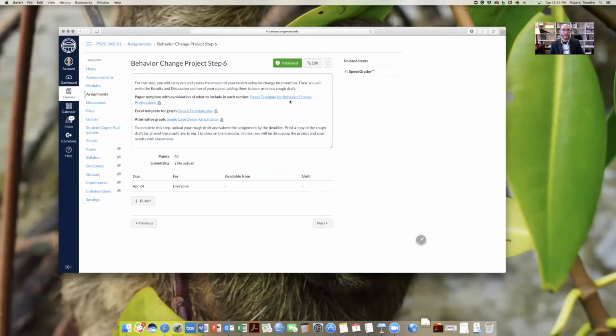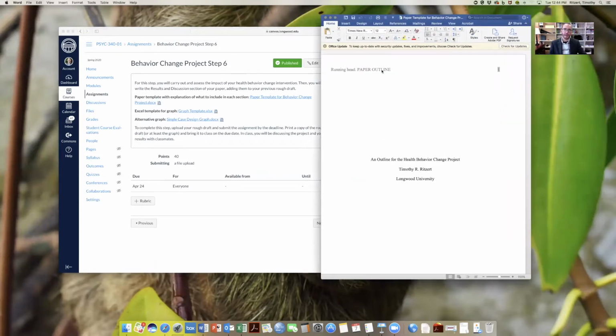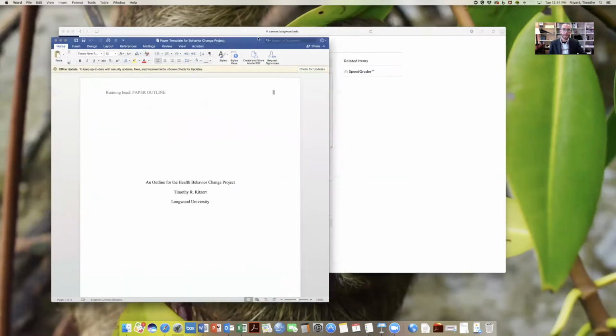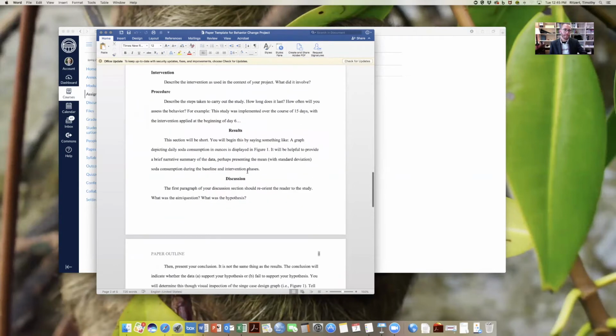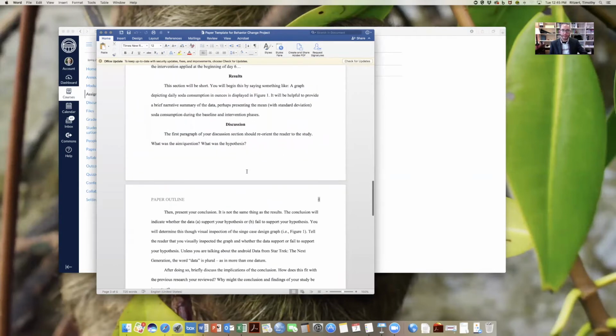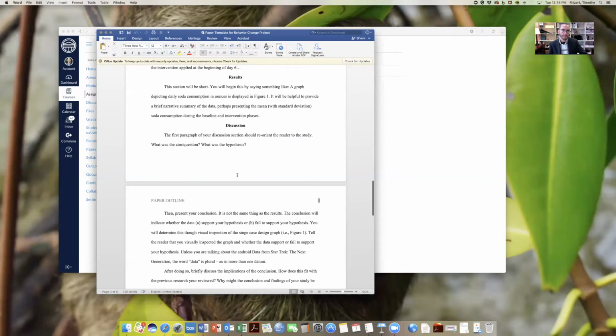So as a reminder, there's a template for your behavior change project paper. And this template describes what to include in each section of your paper. You've already written the introduction and method sections. For step 6, you'll be writing results and discussion sections. This template describes what to include in each of these sections. In the results section, which will be quite short, you're basically going to summarize using words the results that you'll be graphing, which I'll talk about in a minute.